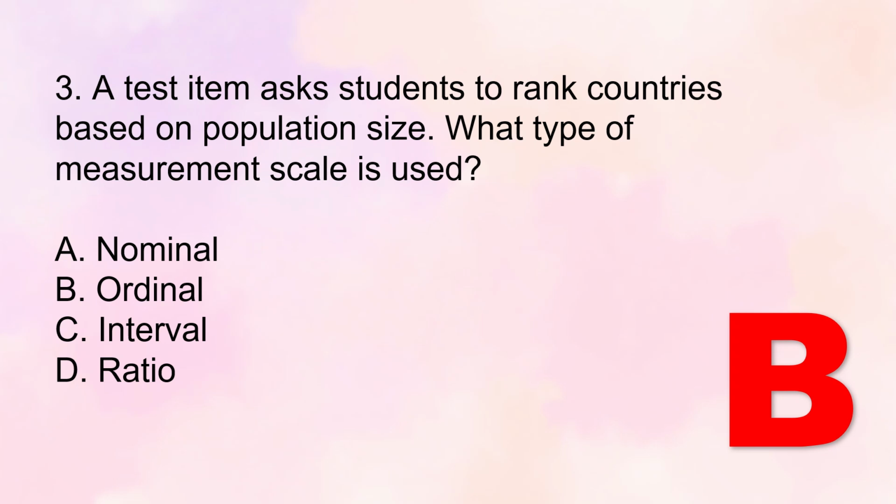All right, the correct answer is ordinal, letter B. Ranking involves order without equal intervals, a characteristic of the ordinal scale. In this situation, a test item asks the students to rank countries based on population size. From the word ranking, so in order, ordinal scale. For letter A, nominal just categorizes, like for example in terms of gender. And for letters C and D, interval and ratio involve equal units, which ranking does not guarantee. That's why letter B is the best answer.